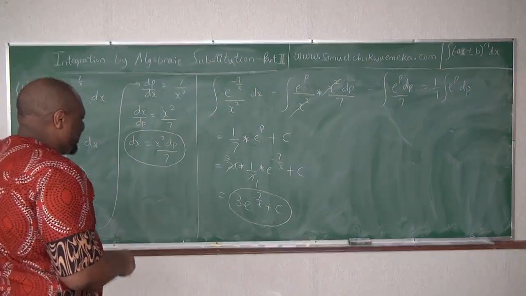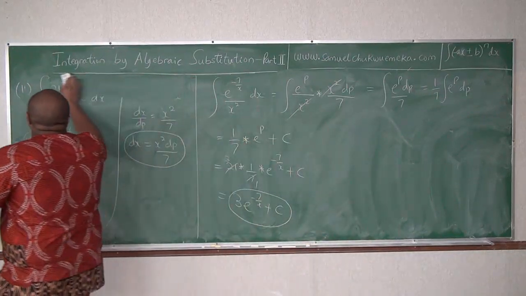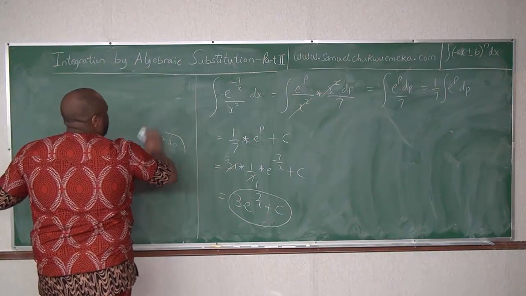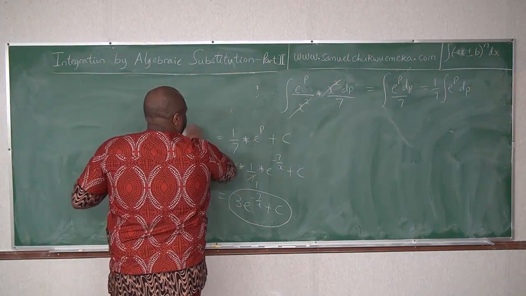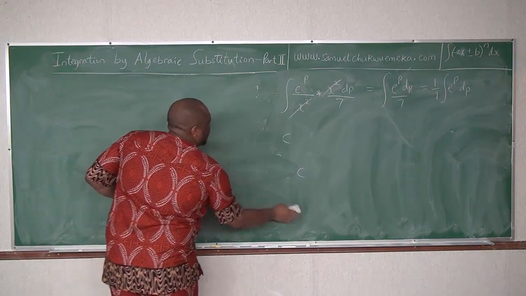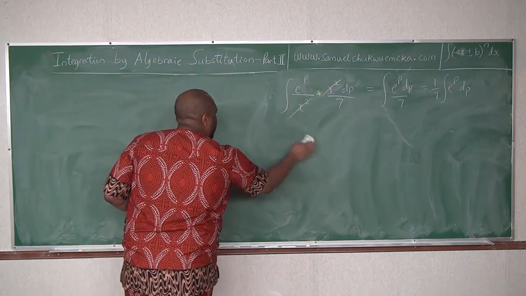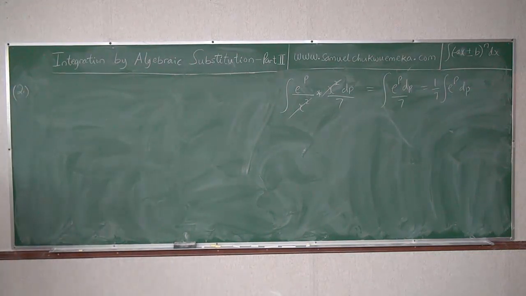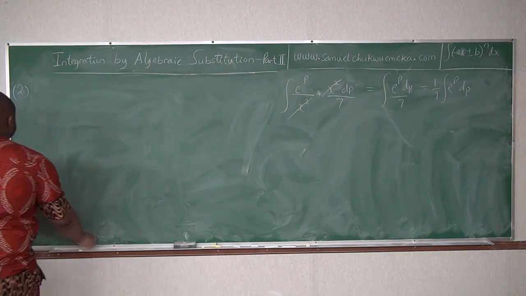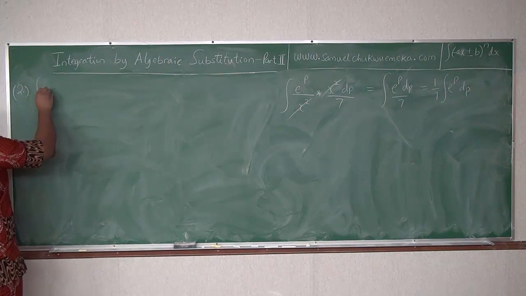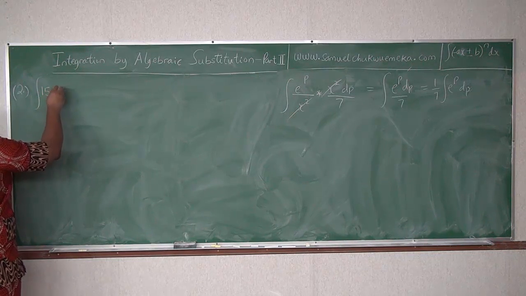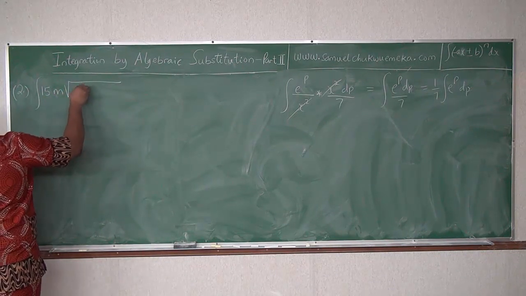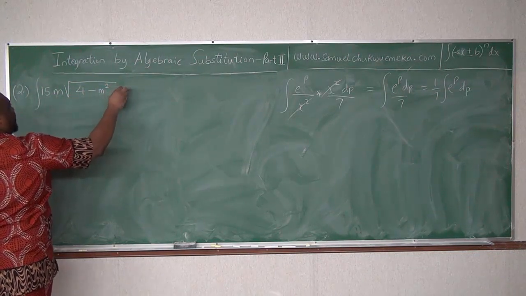Now let's go to question 2. Question 2. We have the integral of 15m square root of 4 minus m squared dm.